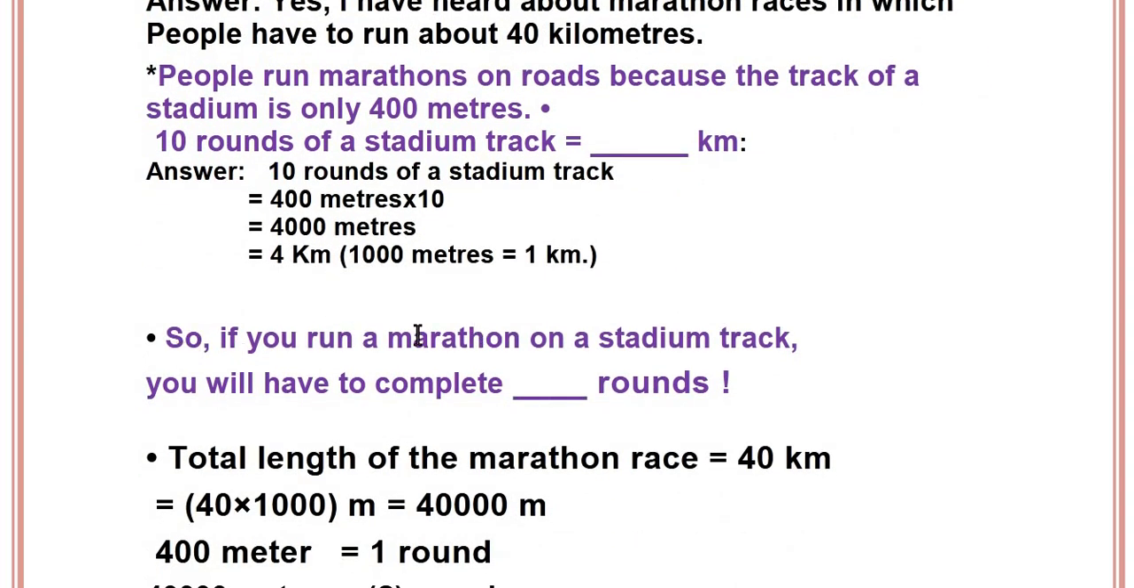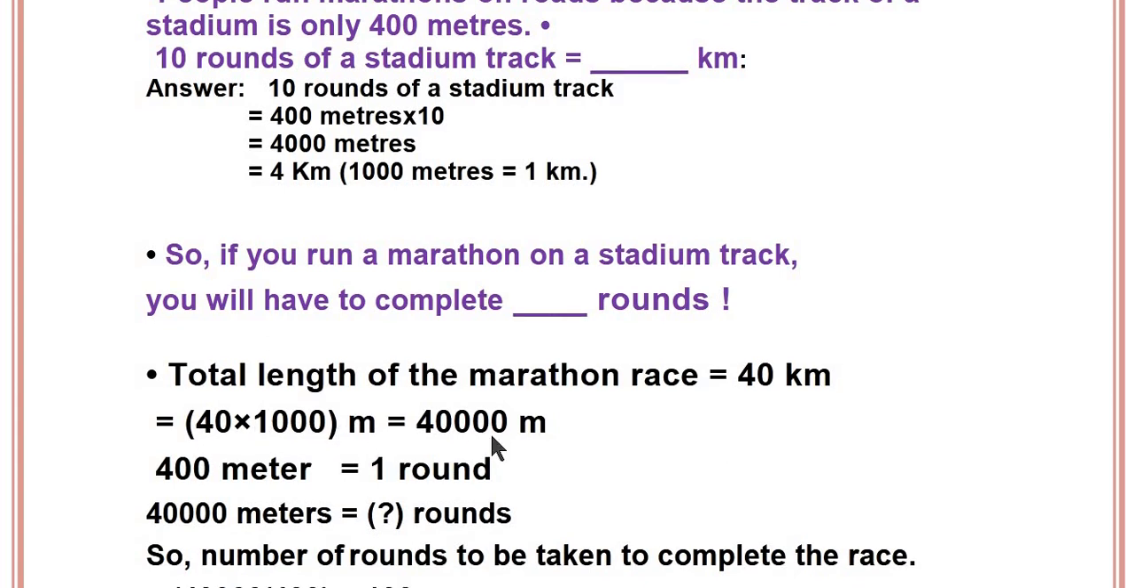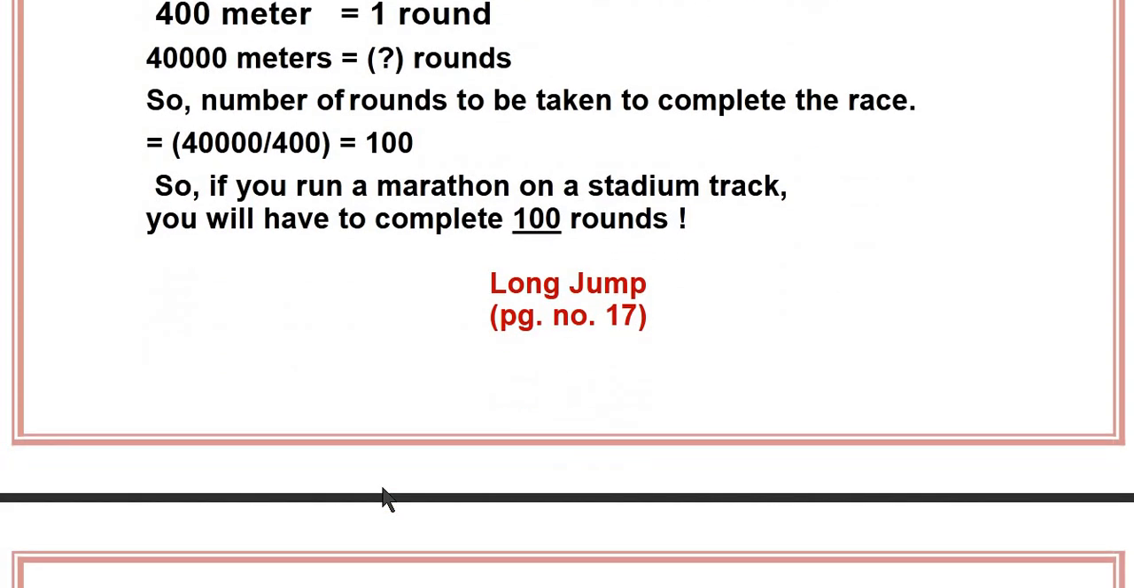So if you run a marathon on a stadium track, you will have to complete dash rounds. Total length of the marathon race is 40 kilometer. And 40 into 1000 is equal to 40,000 meter. 400 meter is equal to 1 round. So 40,000 meter is equal to how much? So number of rounds to be taken to complete the race is equal to 40,000 divided by 400 is equal to 100. So if you run a marathon on a stadium track, you will have to complete 100 rounds.